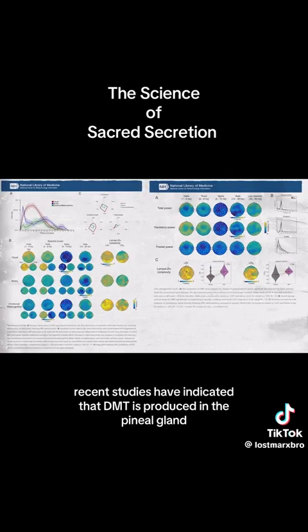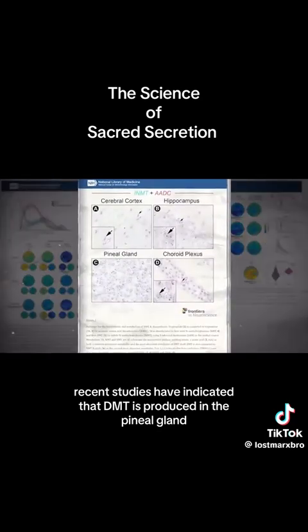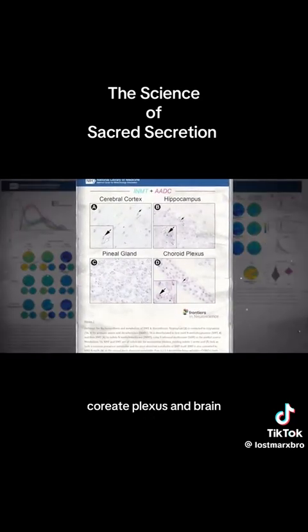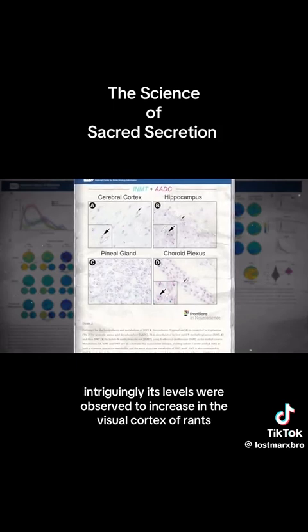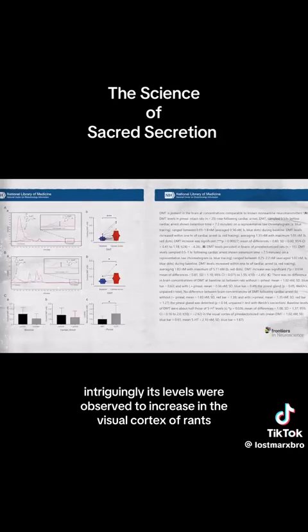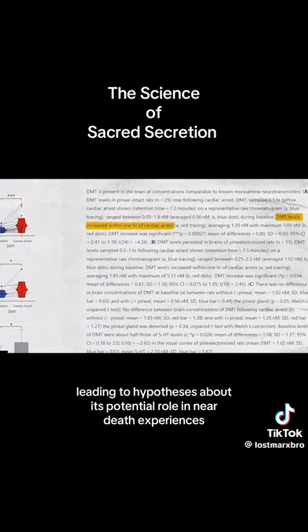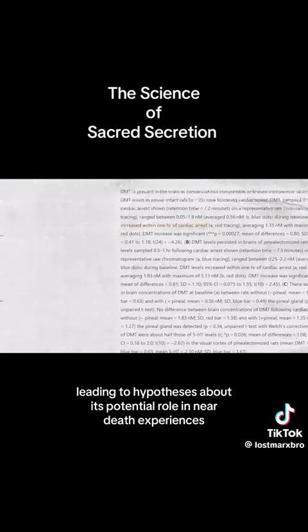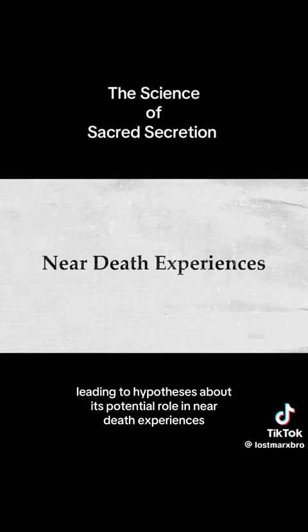Recent studies have indicated that DMT is produced in the pineal gland, choroid plexus, and brain. Intriguingly, its levels were observed to increase in the visual cortex of rats during cardiac arrest, leading to hypotheses about its potential role in near-death experiences.